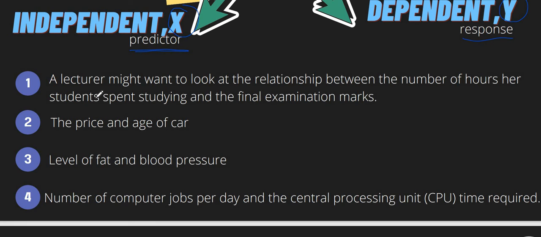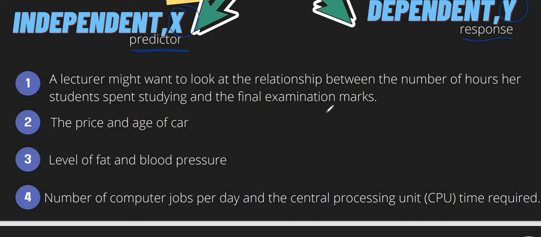After that, we go to the correlation, where we want to see the relationship between the two variables. For example, a lecturer might want to look at the relationship between the number of hours a student spends studying and the final examination marks. So there are two variables here: the first is the number of hours that students spend studying, and the second is the final examination marks.